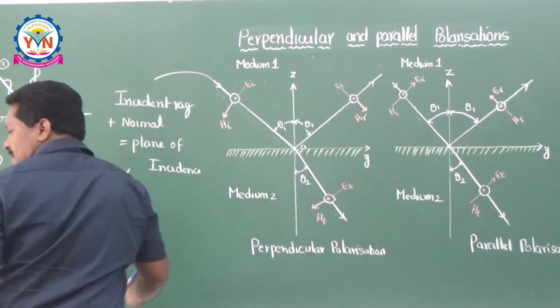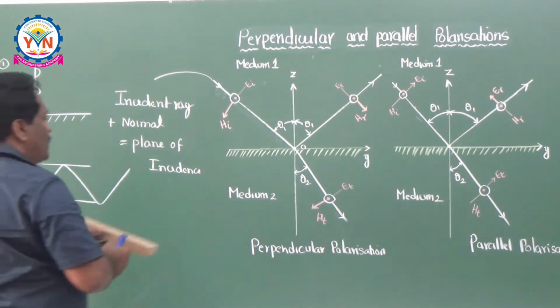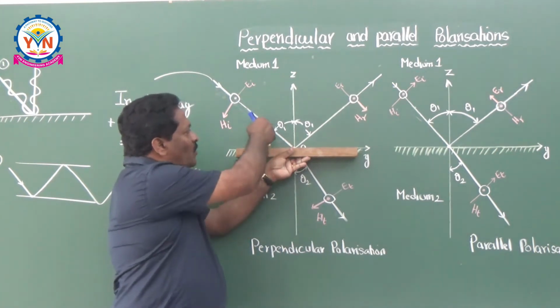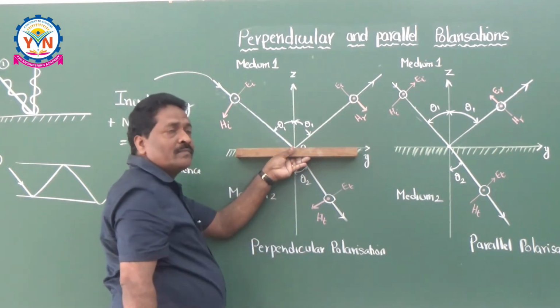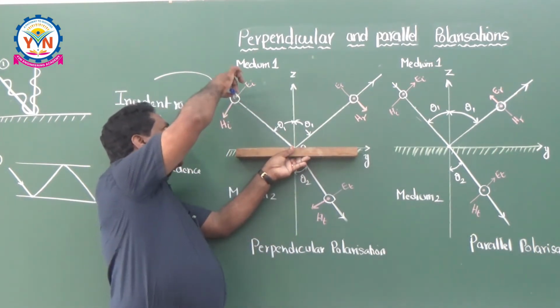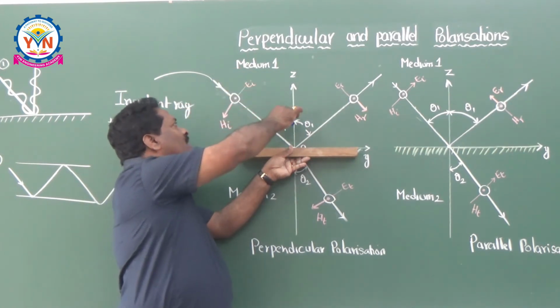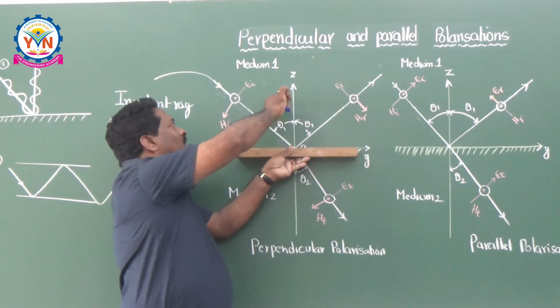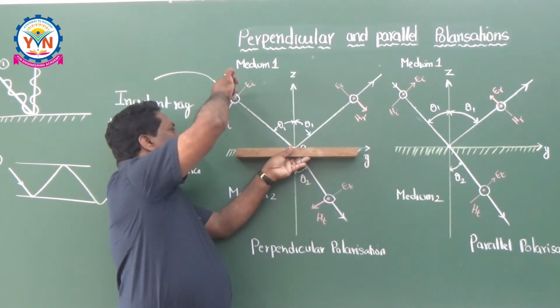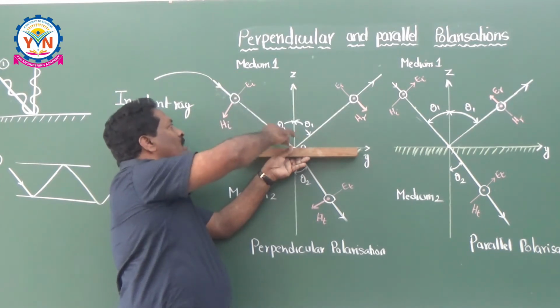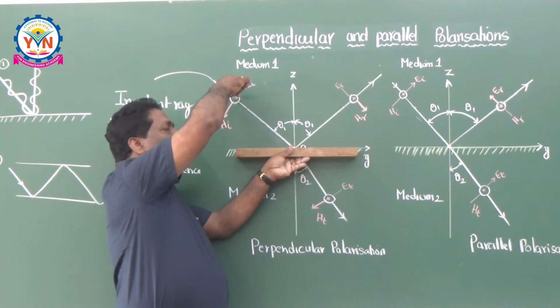So like this, suppose you are taking this boundary which is separating the two mediums, medium 1 and medium 2. Here, if you see, the electric field is perpendicular to the plane of incidence. ఈ plane of incidence ని reference గా తీసుకుంటే it is perpendicular, but at the same time I can say it is parallel to the boundary surface also. This is the boundary surface, దీనికి parallel గా ఉంది చూడండి.